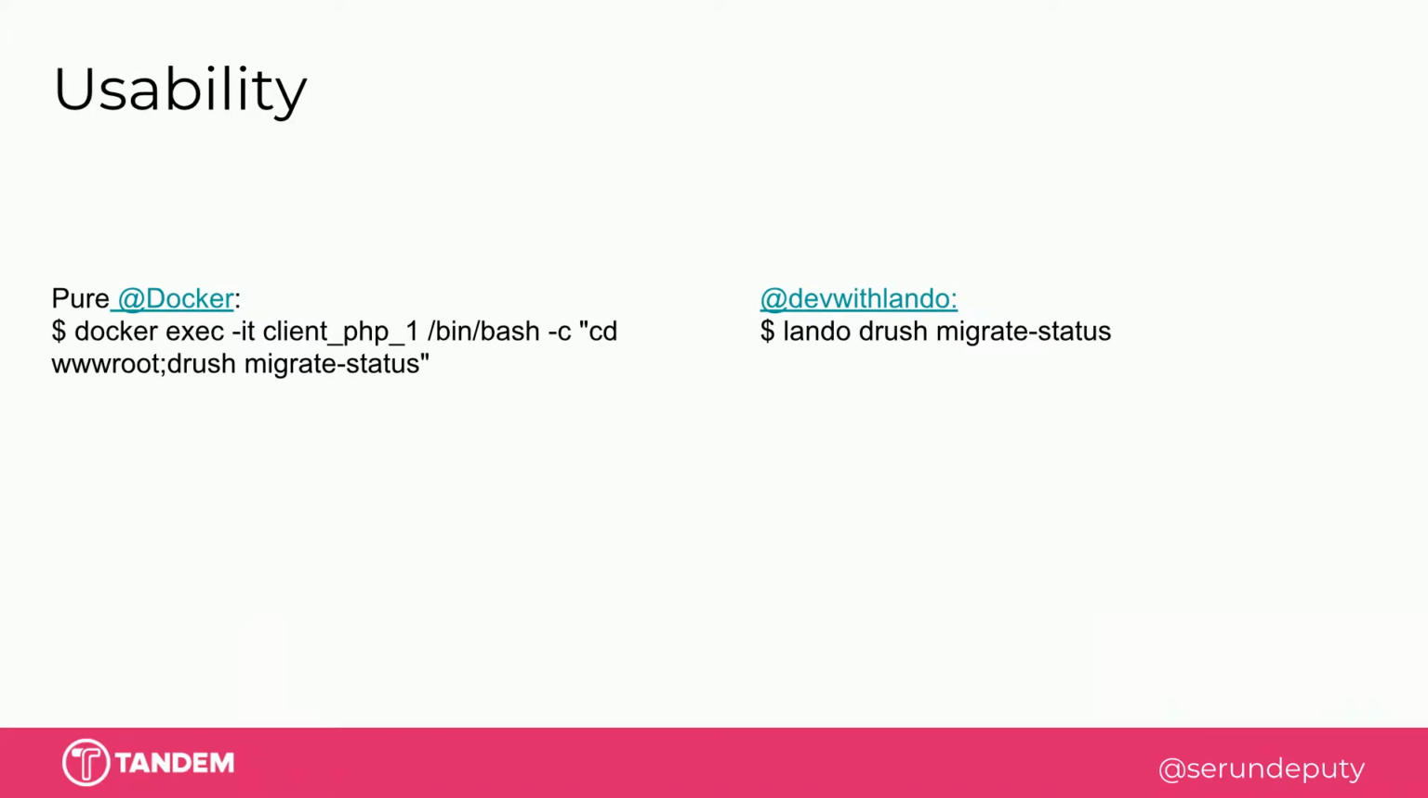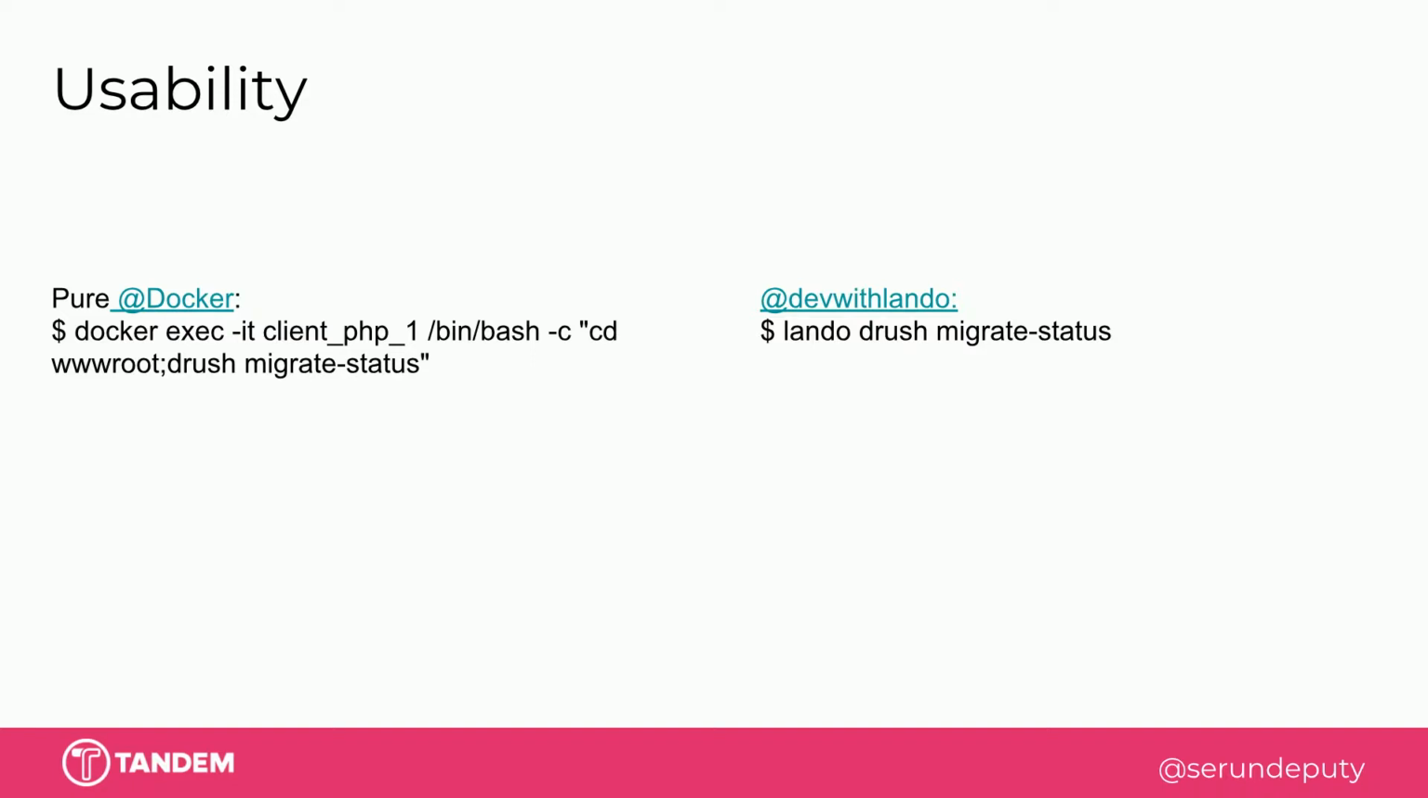Usability. Here's one of the reasons that I like LANDO. You can do everything that you can do in LANDO with Docker. LANDO sits on top of Docker. It's a wrapper for convenience. So you can type this command, docker exec -it client PHP, and run a drush command, migrate status. That's a mouthful to type. It's a lot to remember. You can make bash aliases for that. That's all fine and good.